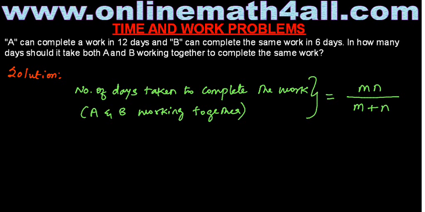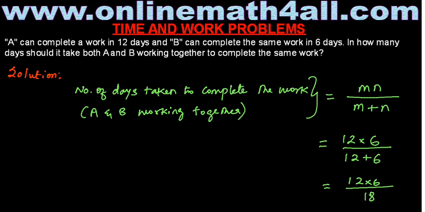The value of m is 12 days because m stands for the number of days taken by A, so m is equal to 12, and n stands for the number of days taken by B, so n is equal to 6. Now we have to plug m equal to 12 and n equal to 6 into this formula, and then simplify, and we'll get the answer. So m is 12 times the value of n, 6, over 12 plus 6, which is 12 times 6 over 12 plus 6, that is 18.